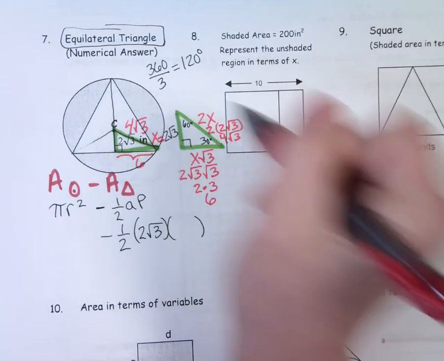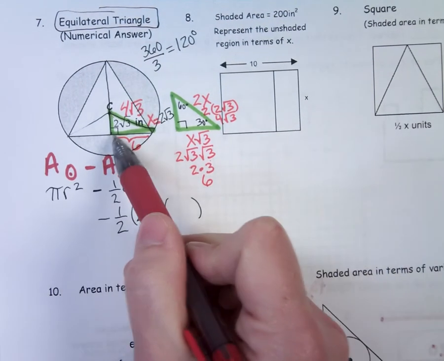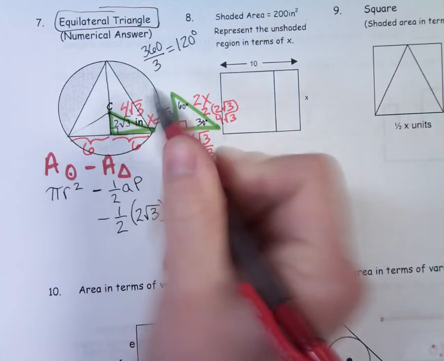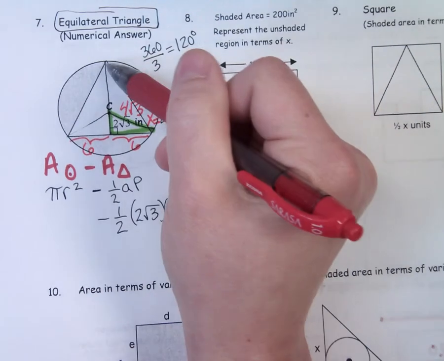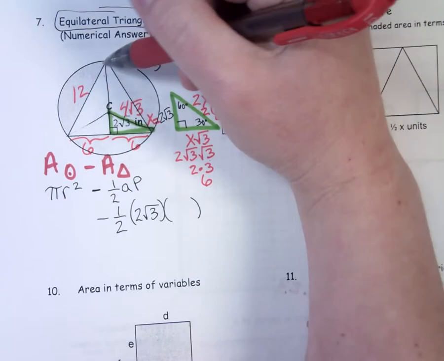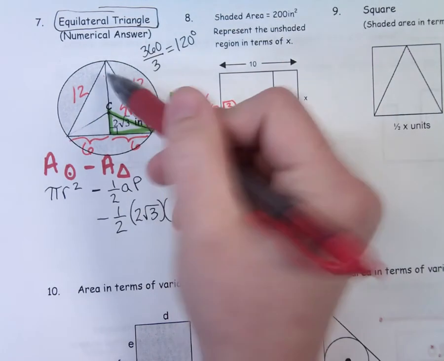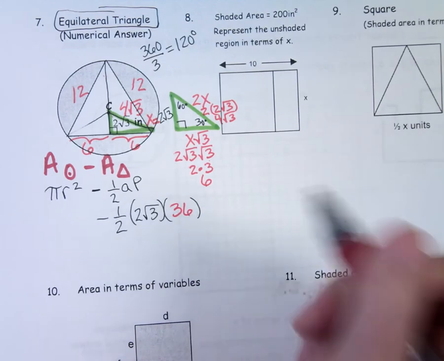Let's talk about what all this means. We know a lot of stuff now. If from here to here is 6, what is it from here to here? 6, which means the whole side of this triangle is 12, which means this whole side is 12, which means this whole side is 12. So when I go to find the perimeter of the triangle, it's 12 plus 12 plus 12, which is 36.